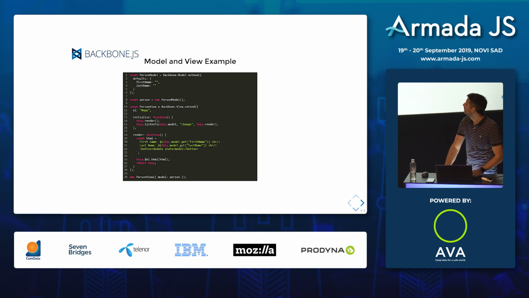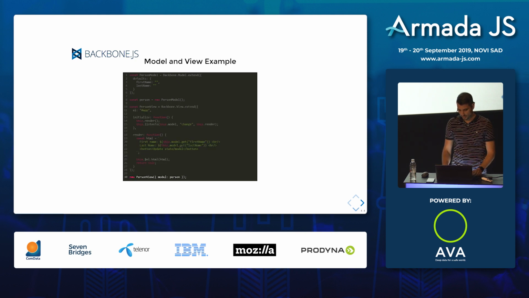This is just an example of how a simple application looks in Backbone. At the beginning we have a model, we pass some default properties to it, or attributes, as they call them. We initiate the model, we have a view, and at the end we initialize the view and give it the model which we use to present the data. In the view we just give it the reference to the element where the view should be rendered.